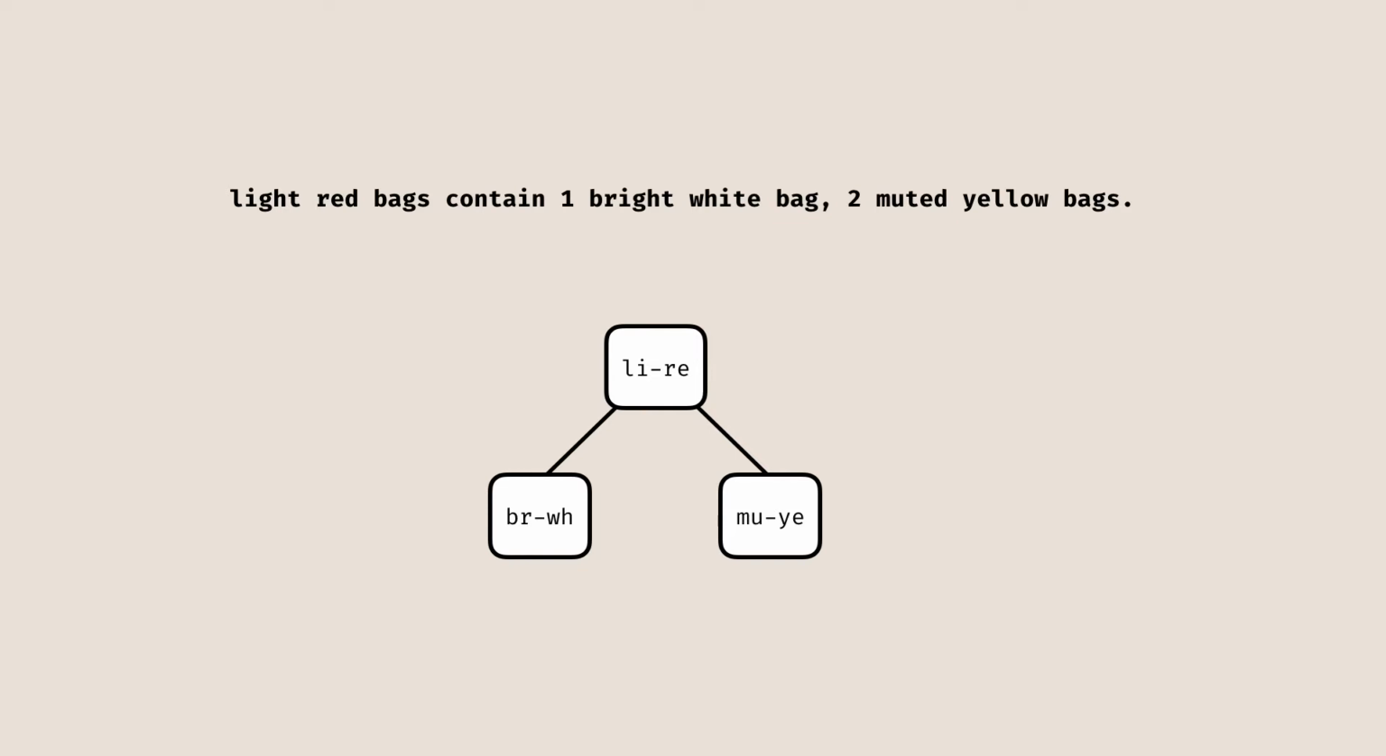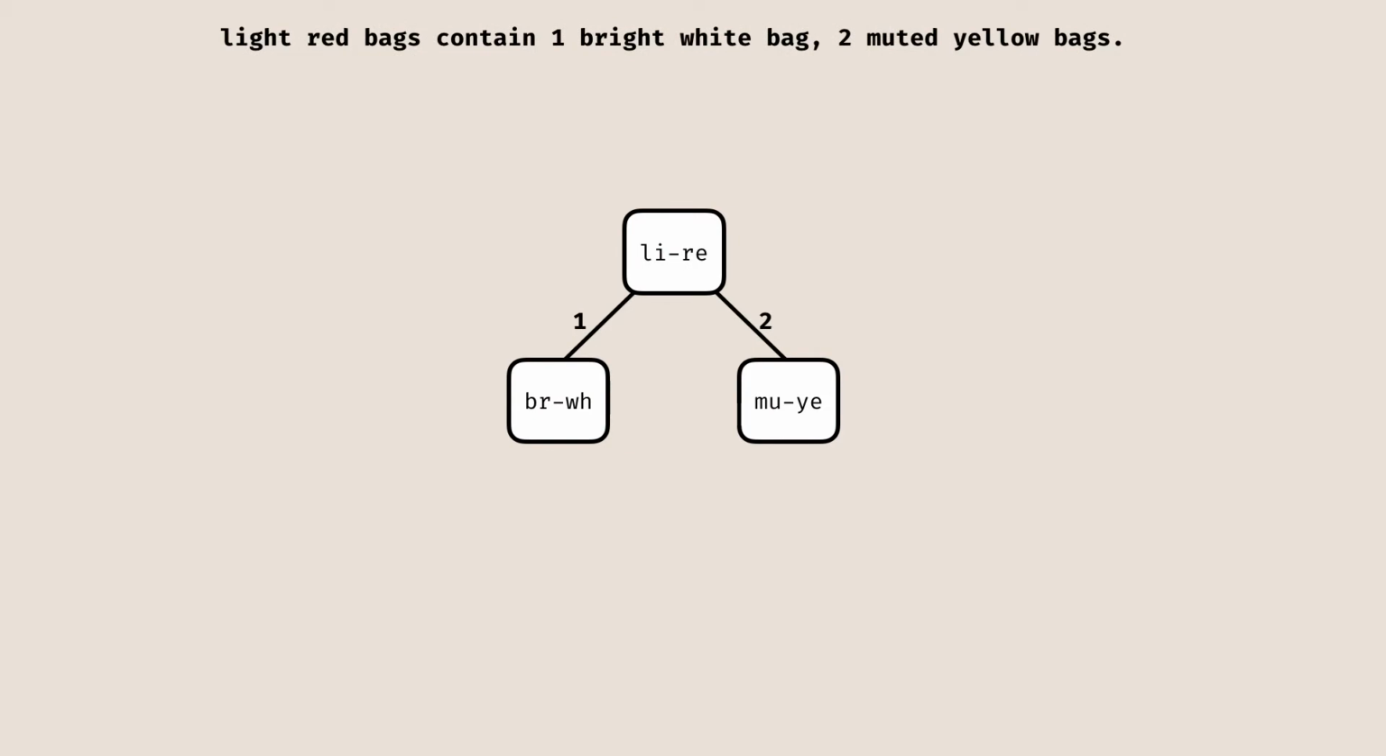So far, this graph tells me that light red bags contain bright white bags as well as muted yellow bags, but how can I also incorporate the quantity of them? I need to establish the information that there is one bright white bag. What I can do is put number labels on the edges of this graph. So for example, I have one bright white bag and two muted yellow bags. Notice that the label lies between the nodes. And so from here, we have a reasonable graph.